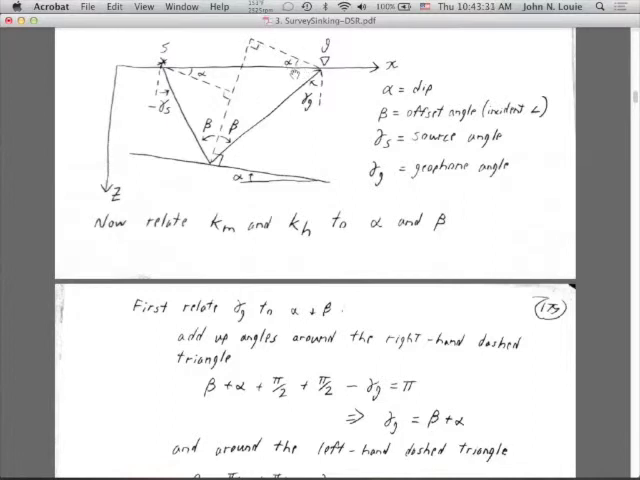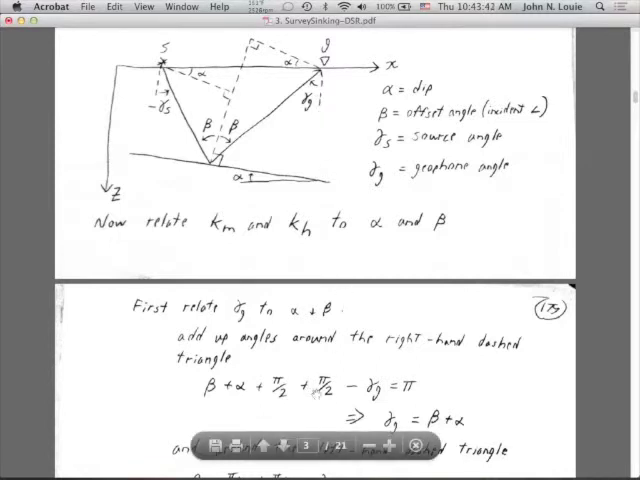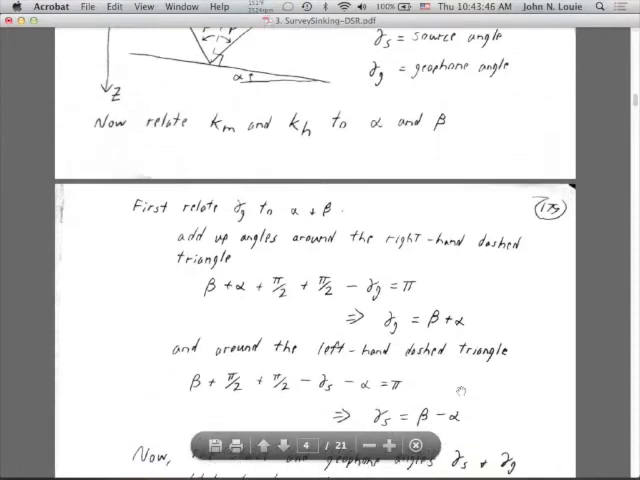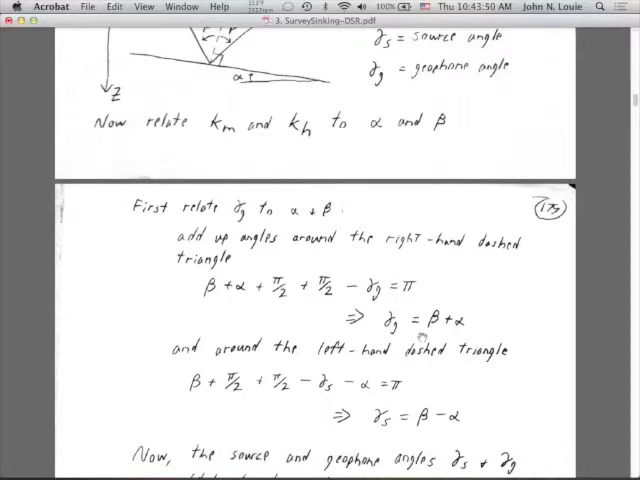We got everything except this. Well, this angle is 90 degrees, pi over 2, minus gamma g. So we add in pi over 2 minus gamma g, and all that is equal to pi. So what we get from that is gamma g is equal to beta plus alpha.